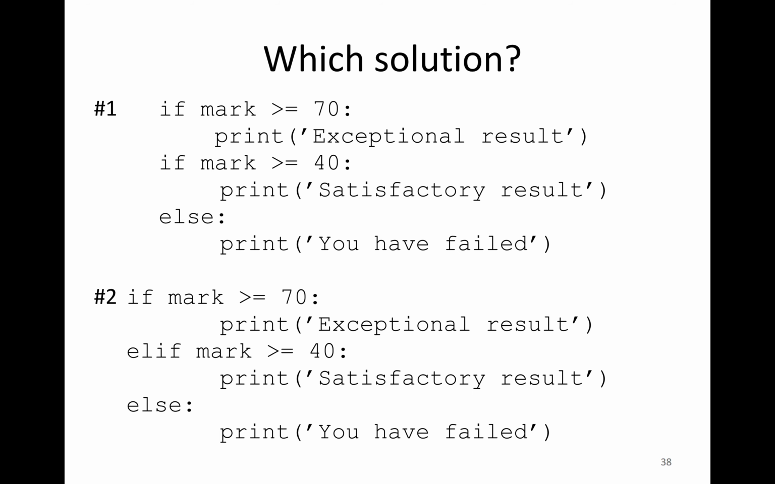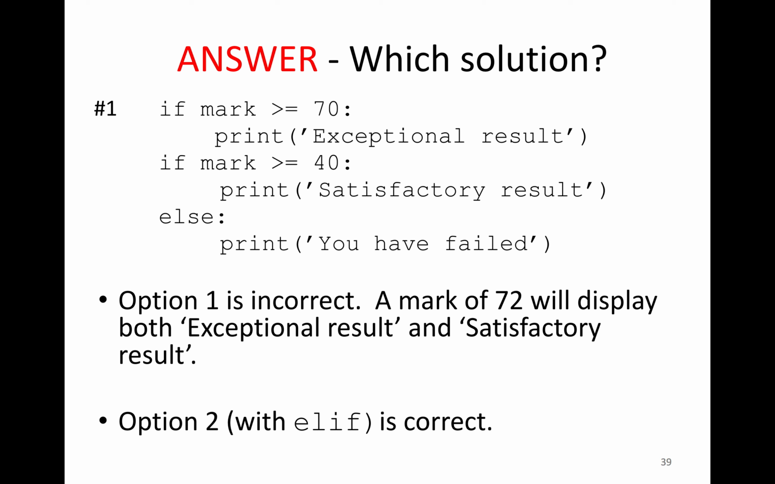But in contrast, in the second solution, if the mark is greater than or equal to 70, the first print statement is executed, print exceptional result. If this condition is satisfied, the other conditions are not taken into consideration. The else if part will not be executed. So the answer: option 1 is incorrect. A mark of 72 will display both exceptional results and satisfactory results. Option 2 with else if is the correct one.